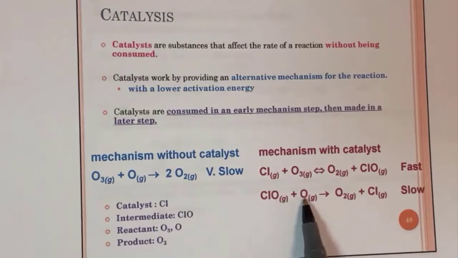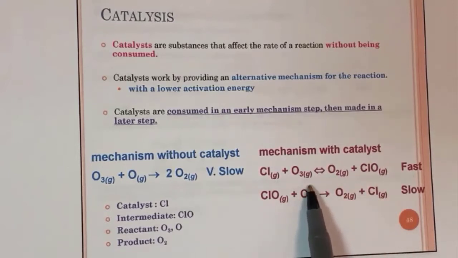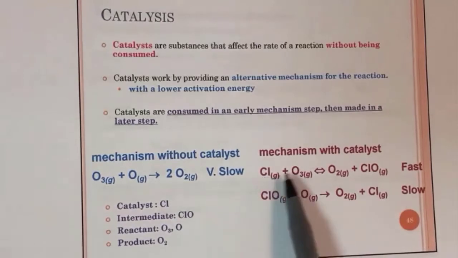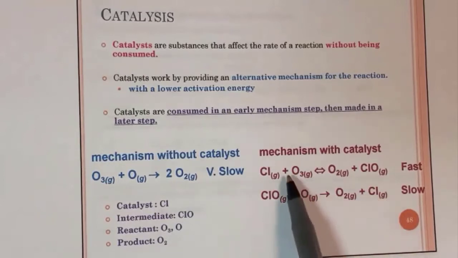And then ClO plus O. You had to put an O in because you didn't make an O here, so you put the O in here, and then you make another O2 and Cl. So you had to put in Cl, O3, and O. And then you see how Cl is still at the end there? It popped back up. So Cl here is your catalyst.